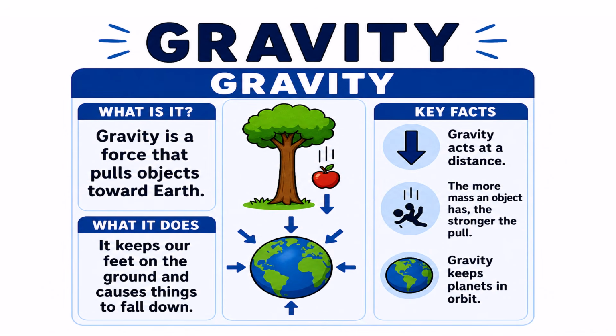Gravity. Gravity is a force that pulls objects toward Earth. It keeps our feet on the ground and causes things to fall down. Gravity acts at a distance. The more mass an object has, the stronger the pull. Gravity keeps planets in orbit.